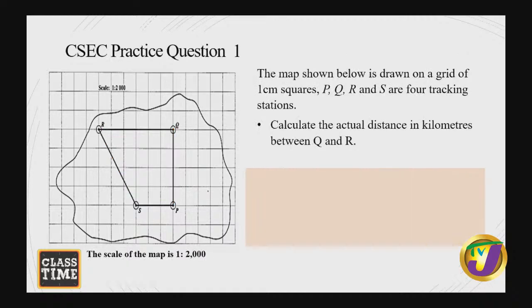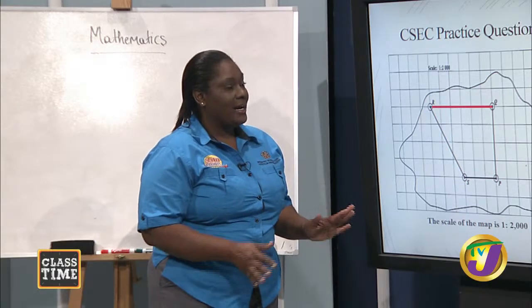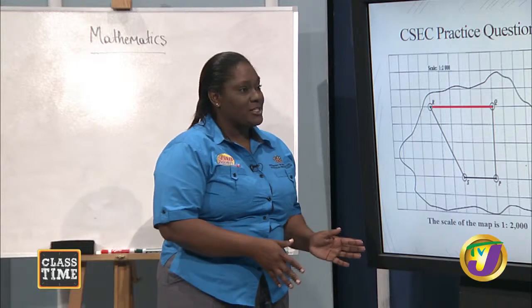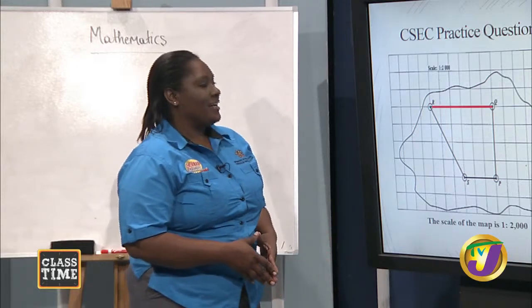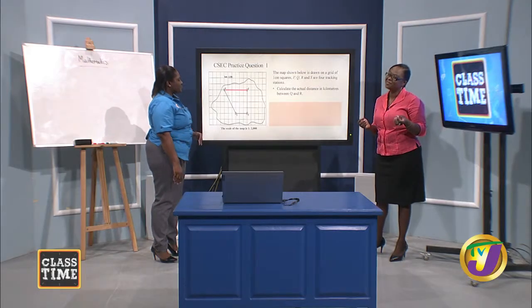Now, we are asked to calculate the actual distance in kilometers between Q and R. And is this a given? The actual distance, we mentioned it earlier, so we solved it for you already.